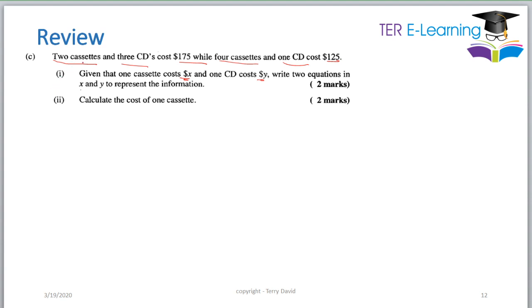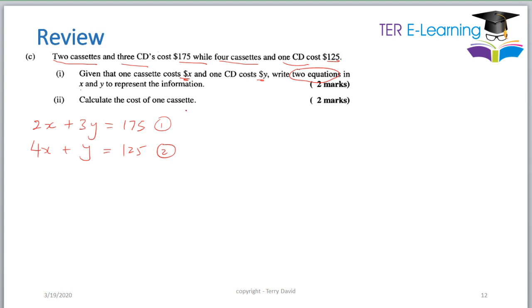So cassettes, they told us is X, right? So 2 cassettes is really 2X, and they said and 3 CDs, the CD is Y, so plus 3Y equal $175, right? So the question asking us for 2 equations, all right? So this is my first equation. This is one. The next thing is they told us that 4 cassettes and 1 CD. So it's going to be 4X plus 1 CD, which is Y, is equal to $125. So this is my second equation.